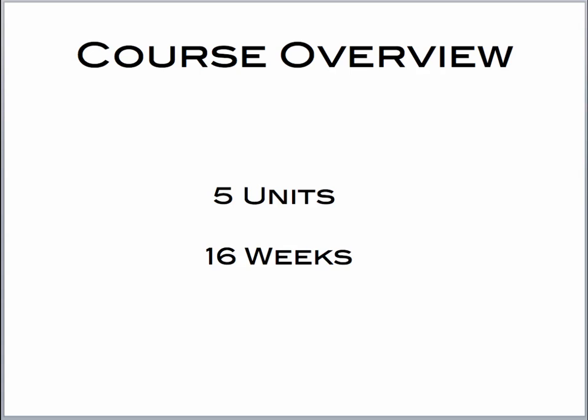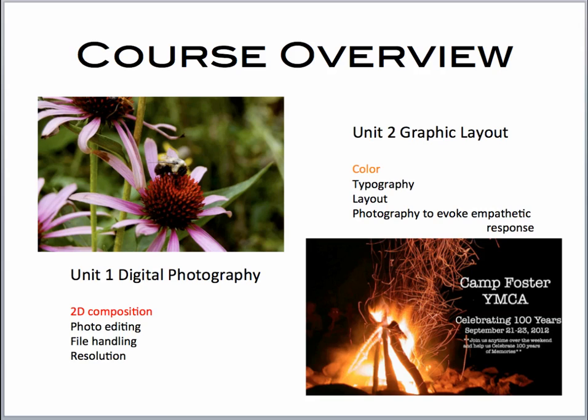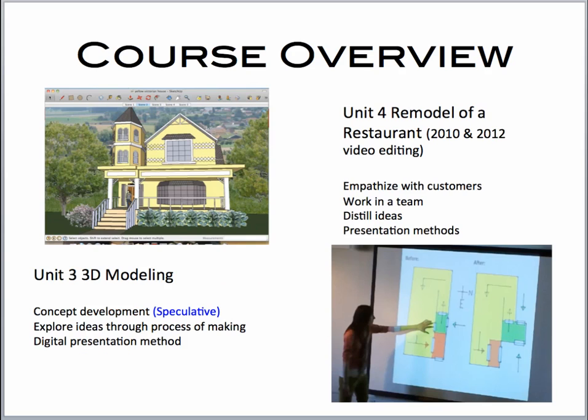So the course overview: there are 5 units in the 16 weeks that the course is online. The first one is digital photography, and you'll be using that to explore 2D composition, sort of the basics of composition. You'll learn a little bit also about file handling and photo editing. Then we'll move to graphic layout. You'll use photos in that graphic design to help reinforce your content. You'll also learn about color and font choice.